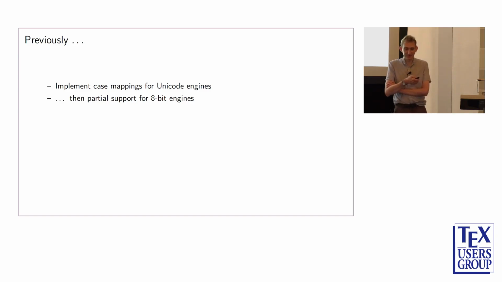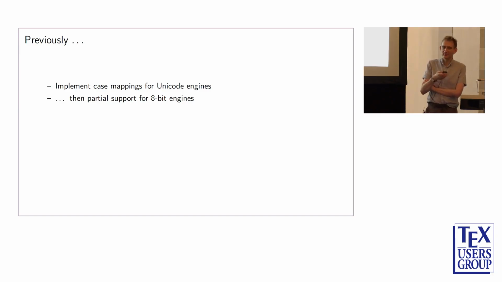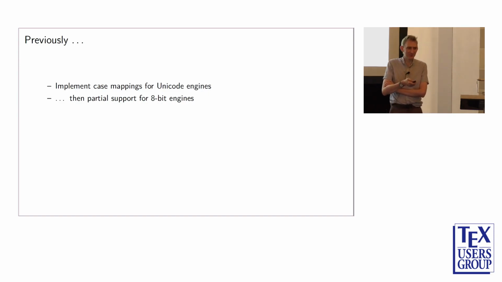So I wrote some support for 8-bit engines, where the idea was then, okay, well, you only need to cover the code points in 8-bit engines that you can typeset. So those that are reasonable in T1, in LGR, et cetera. That means you end up with 2 code paths. It's a bit awkward. There are all these edge cases that you keep forgetting about. But it was still okay.